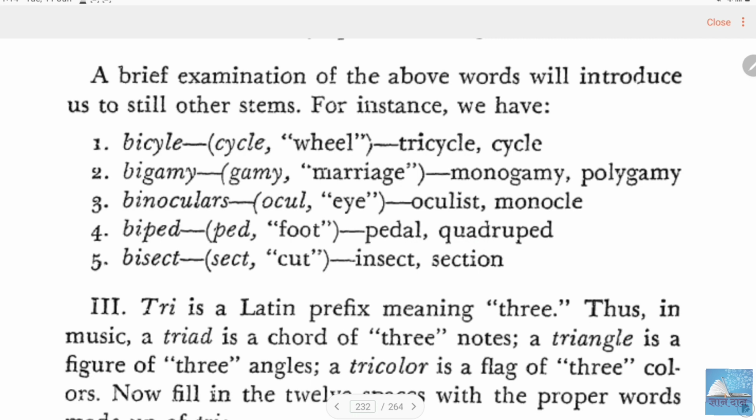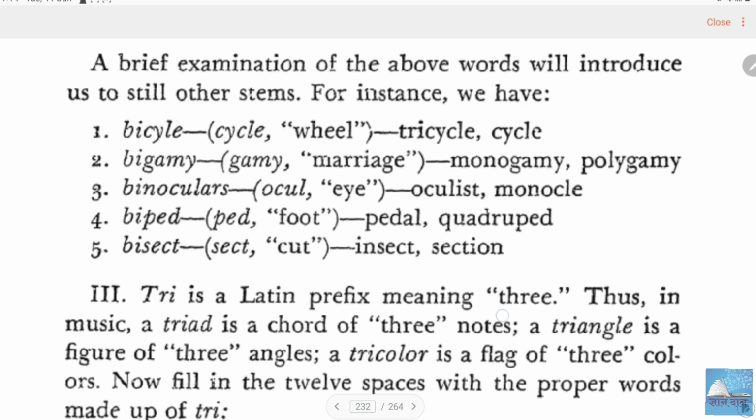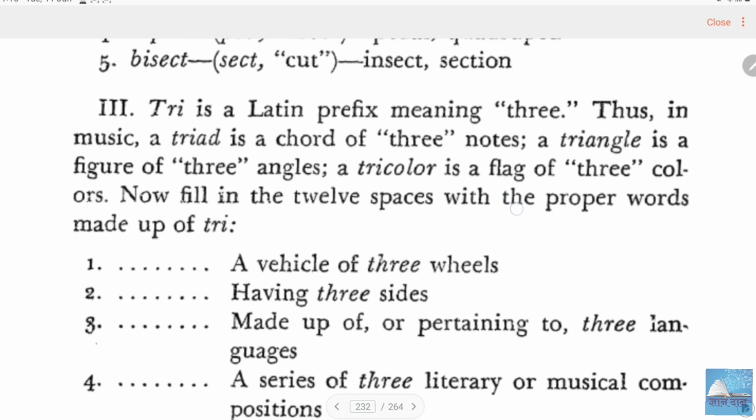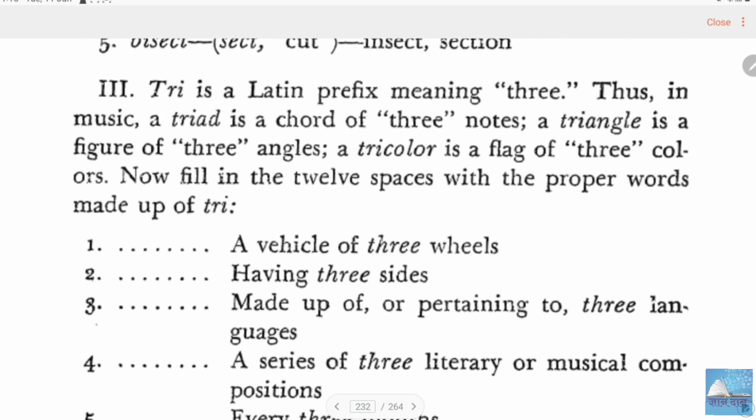A brief examination of the above words will introduce us to still other stems. For instance, we have bicycle: cycle, wheel; tricycle and cycle. Bigamy: gamy, marriage; monogamy, polygamy. Number 3, binoculars: ocule, eye; oculist, monocle. Number 4, biped: ped, foot; pedal, quadruped. Number 5, bisect: sect, cut; insect, section.